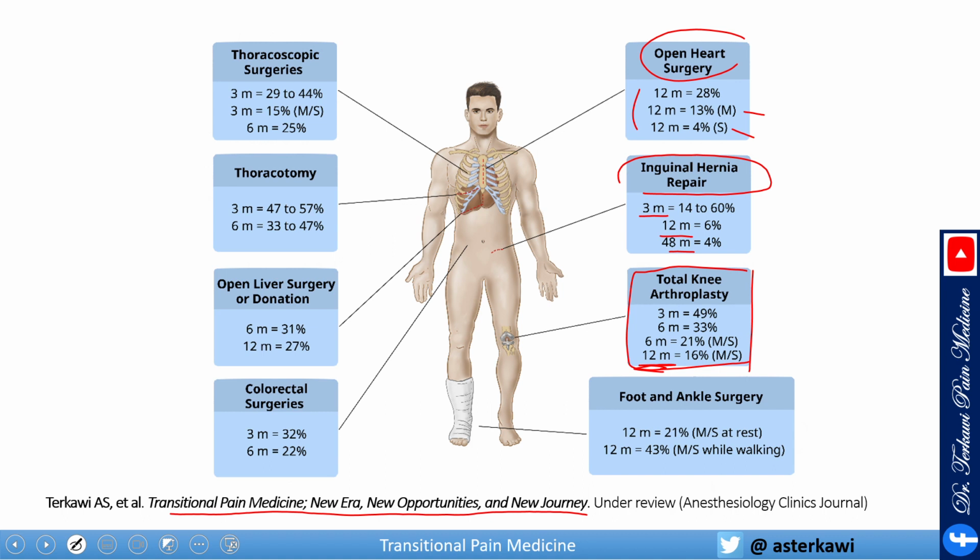Very high incidence. If you look also at ankle and foot surgery, up to 12 months, you have one fifth, 21%, with moderate to severe pain at rest, and 43% with moderate to severe pain with walking. Looking at the other side, thoracic surgery, even with thoracoscopy, is lower than open thoracotomy, but you still have a very decent number. At 6 months, about 25%.